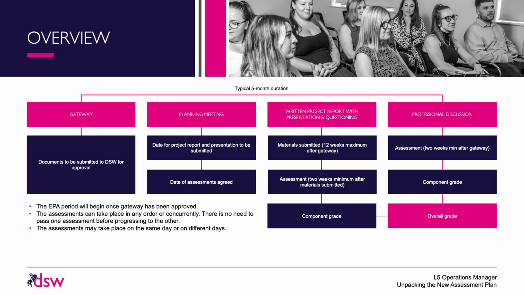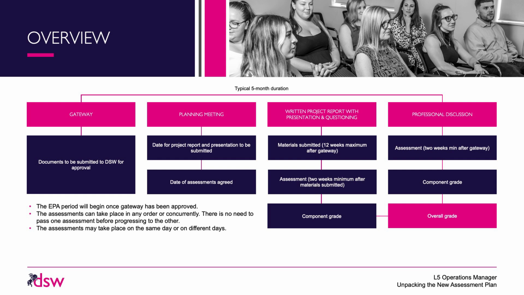So an overview of the new OM standard. The EPA period is typically 5 months in duration, and this is the period in which all assessment methods will be completed. Before the apprentice comes through to the EPA period, they'll be in their on-program period, in which they will collect and develop the evidence for their portfolio of evidence, and they will also complete their project.